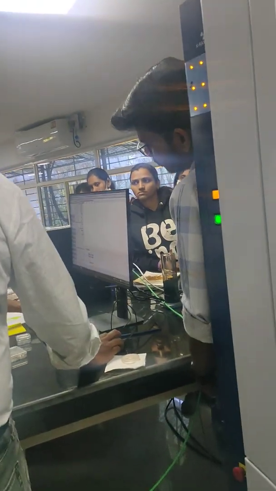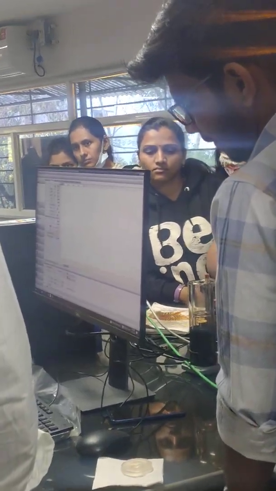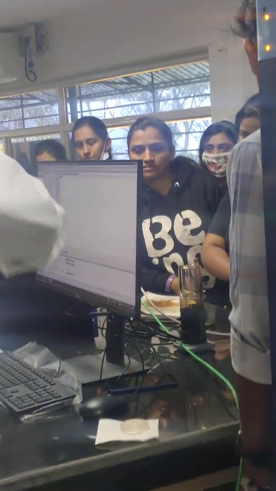There are some symbols showing, so I have to do the initialization first. I have done the initialization. Okay, initialization is done. Everything is green now. Now you slowly increase the power of the X-ray. 10.